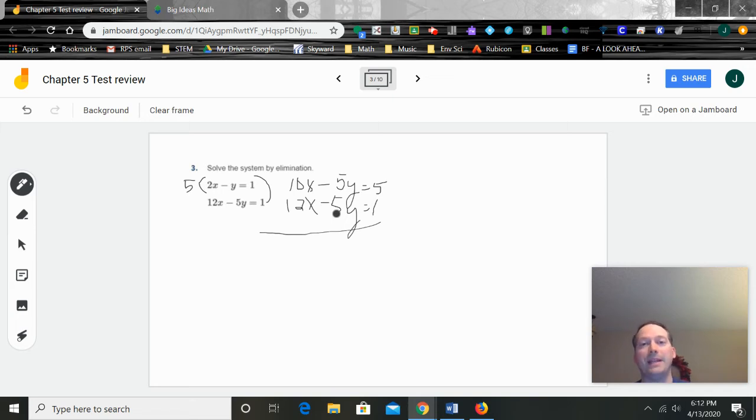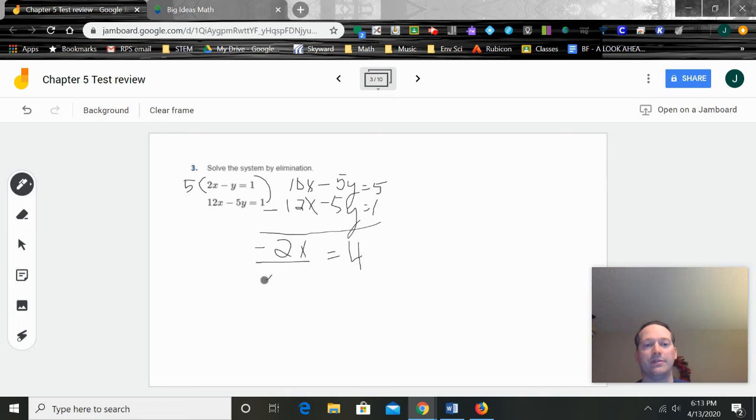So in order for me to eliminate that negative 5y, I need to subtract this. Because if I have a negative 5y and I were to add these two together, negative 5y plus negative 5y is negative 10y. We don't want that. We want to remove that minus 5y from here. So we're going to subtract everything here. So 10x minus 12x is negative 2x. Negative 5y minus negative 5y is 0. And 5 minus 1 is 4.